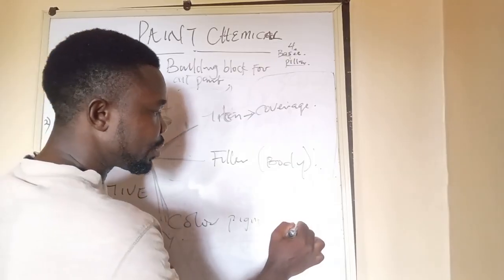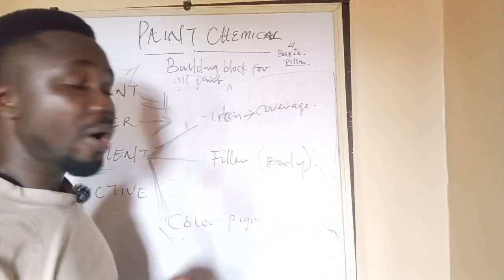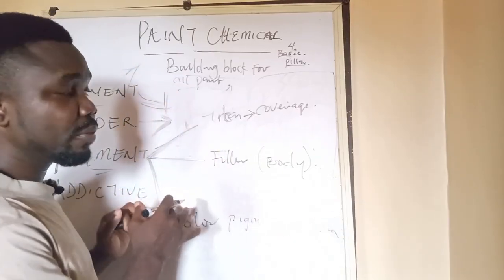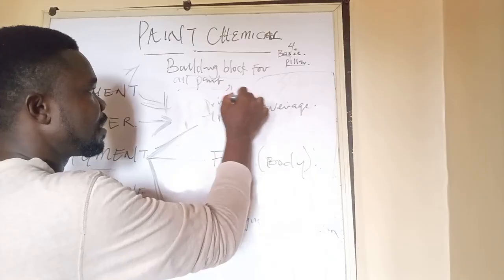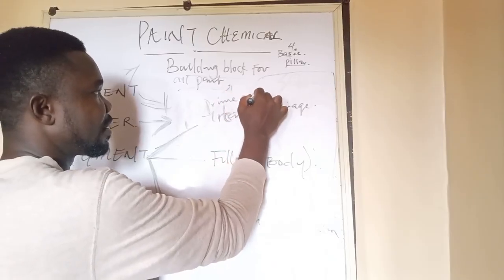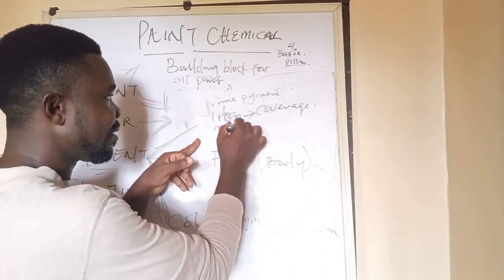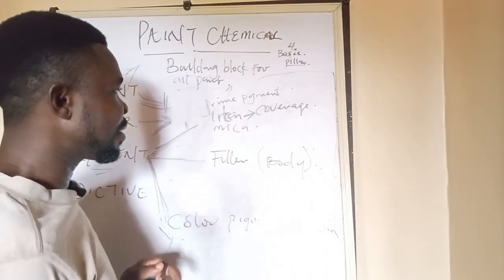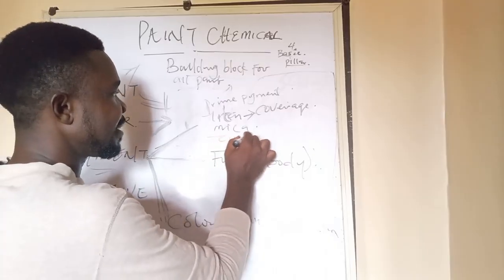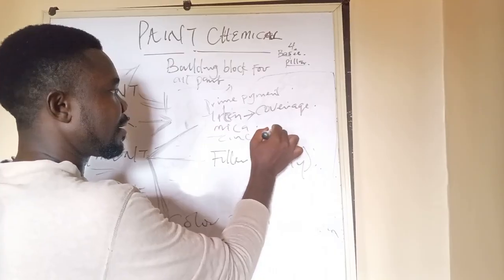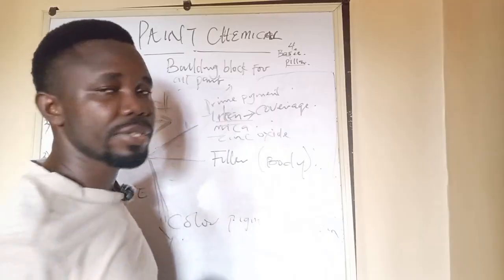It gives coloration. So all of this are still very much under filler. So we have the prime pigment, for example titan. We have mica. We have zinc oxide. But the most popular of them all is your titan, which is for coverage.